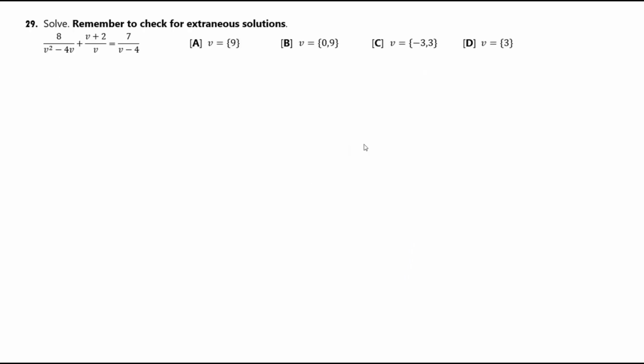Number 29. What we're going to need to do is find the least common denominator. In order to do that, we need to factor the denominators. So we're going to go ahead and factor the first part. Notice that I can pull a v out of the first denominator. If I pull out a v, I get v times v minus 4. I can't factor anything else, so I'm done here.